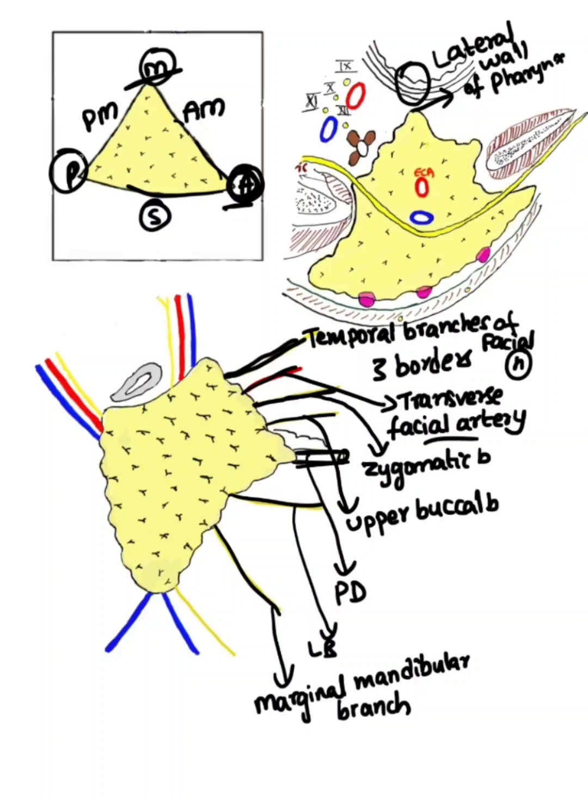Posterior border. It separates the posteromedial surface from the superficial surface. The structures related to the posterior border are posterior auricular vessels and posterior auricular nerve.